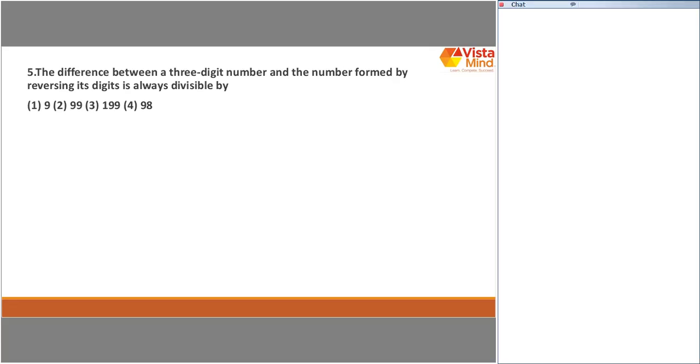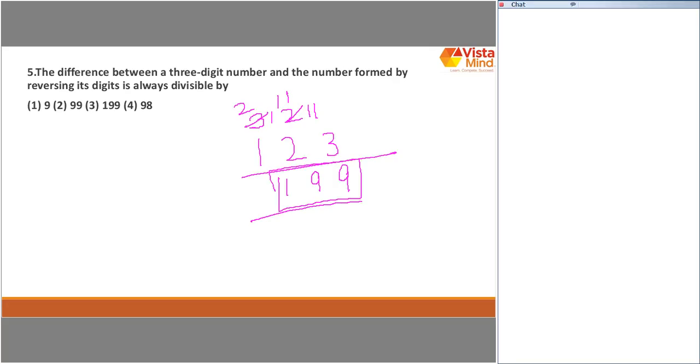So how to go about such kind of questions? The difference between a 3-digit number, let us say the 3-digit number is 123, and the number found by reversing the digits is always divisible by what? Reversing the digits means like this. Find out the difference between them. The difference over here gets cancelled, it becomes 9. Over here it is 1. So it gets cancelled. The answer is 99, 199. Over here we can see that the sum is 190, so the difference is 199. Hence, it is always divisible by 199.